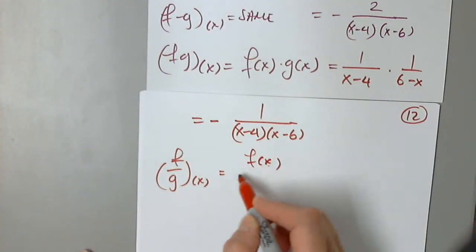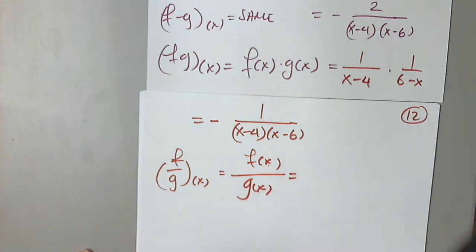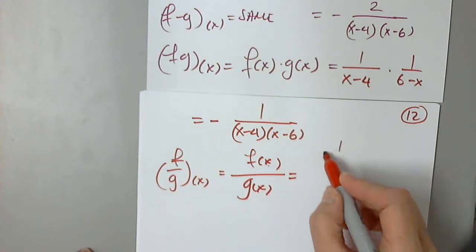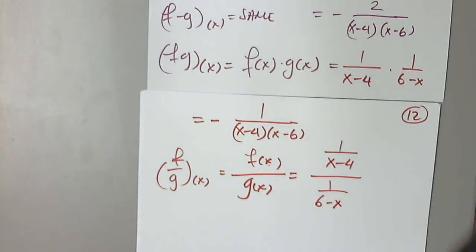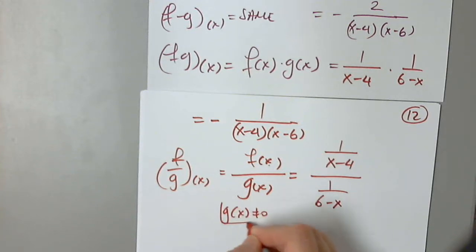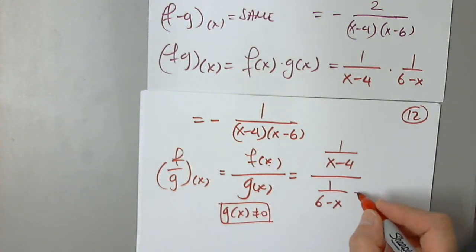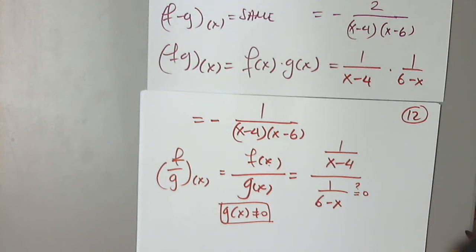So we have f of x divided by g of x. We have to write the definition first. 1 over x minus 4 divided by 1 over 6 minus x. I know how to divide two fractions. I would keep the top and flip the bottom. However, at this point, I have to state a restriction, if needed. I have to write that g of x is never 0. This is extremely important.